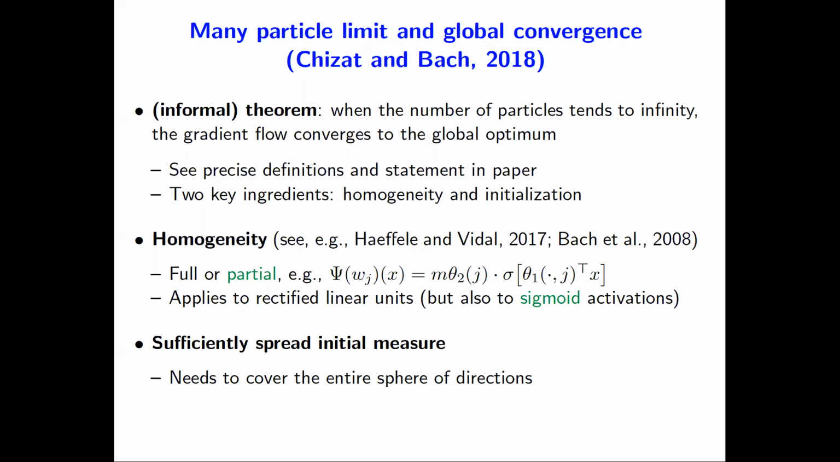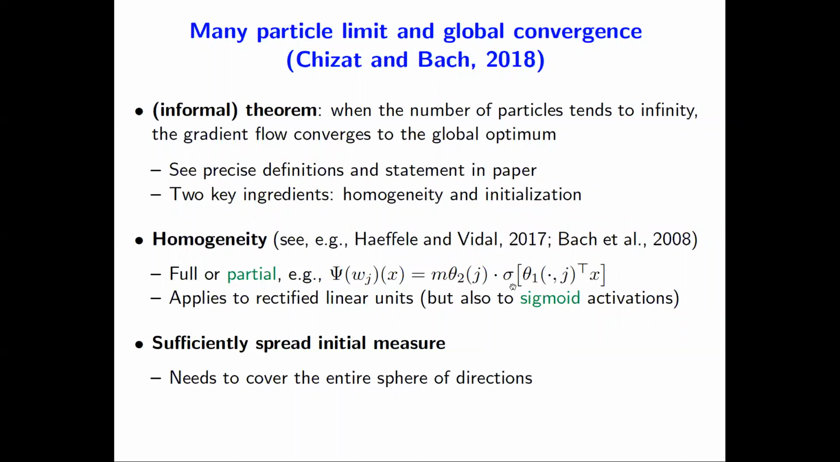So for example, if you take neural networks, which is the motivation behind this work, you have two sets of parameters for a single neuron: θ1, the input weights, and θ2, the output weights, and you are always homogeneous with respect to the output weights. So our result applies to those cases.